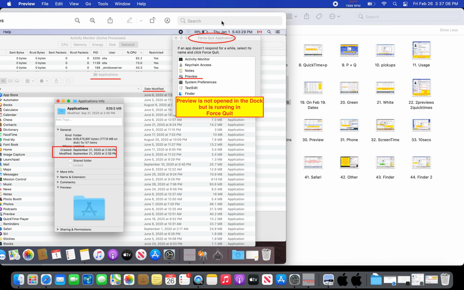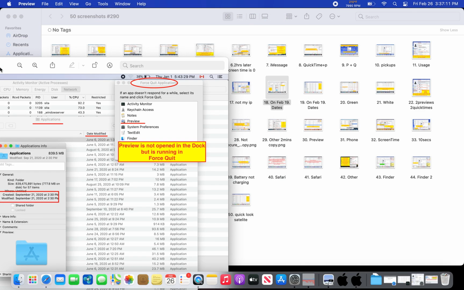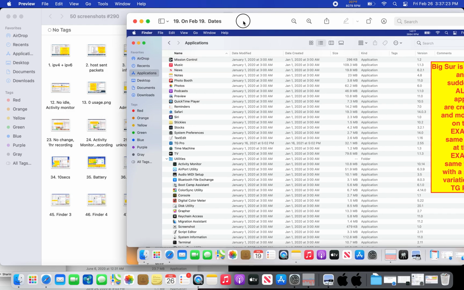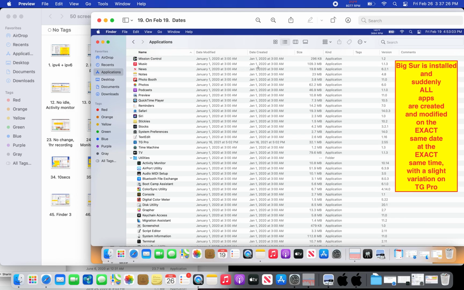So I'm going to put this to the side. You only see January the 1st there because when I opened the Mac, it said January the 1st, 1970. And this is after I downloaded Big Sur, and now everything is exactly the same. Date modified, date created, all of them are exactly the same at the exact same time. Except for TG Pro, which is my app, which says 5 o'clock somewhere. Anyway, but look at that.